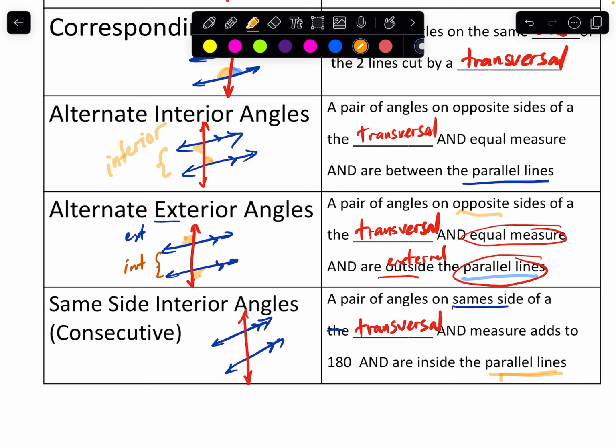Okay, so we're talking about these two angles. I could choose this side, or I could choose the other side of the transversal. So these two angles add up to 180. So if I had, let me just put it really quick, if this was angle 1 and this is angle 2, you know that the measure of angle 1 plus the measure of angle 2 is equal to 180.